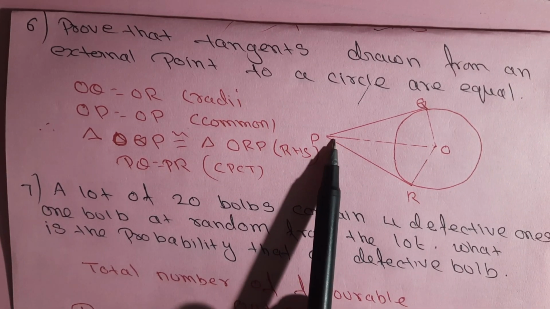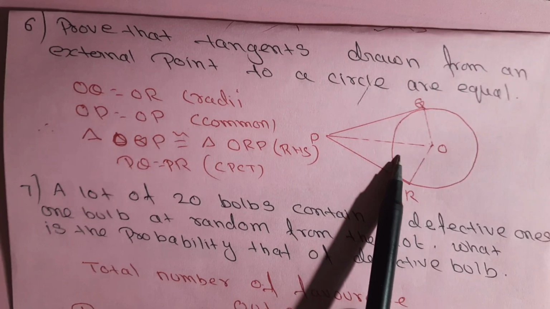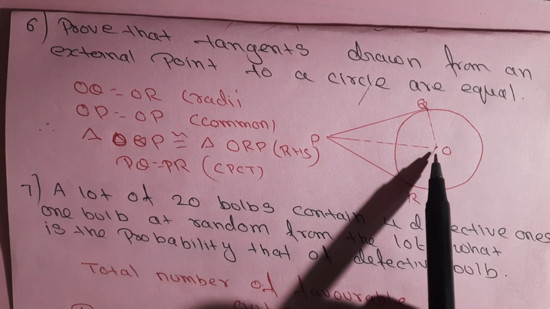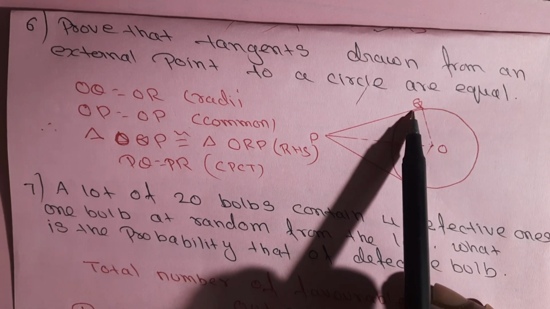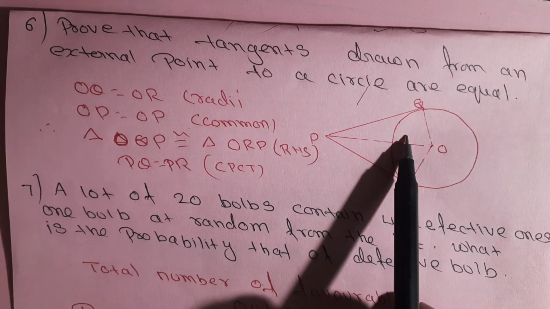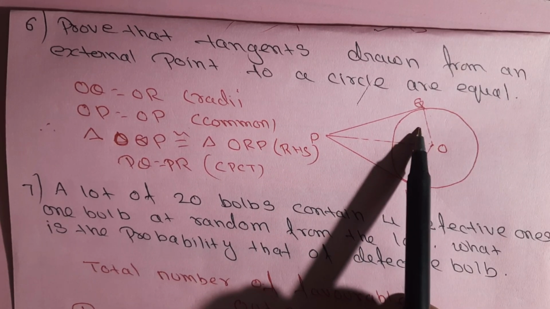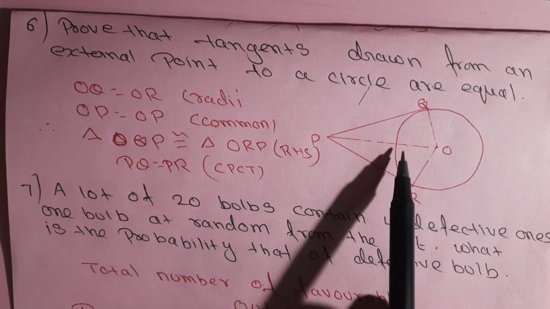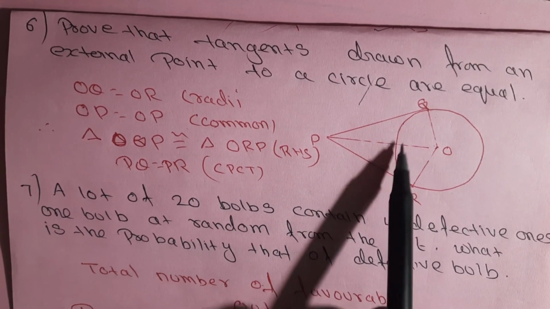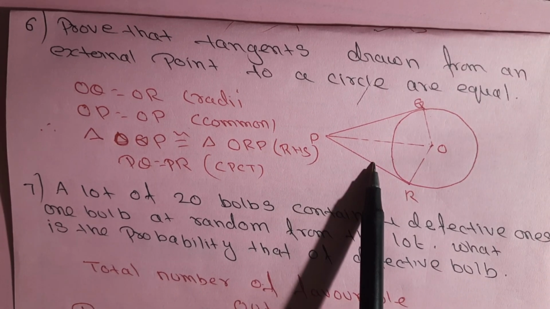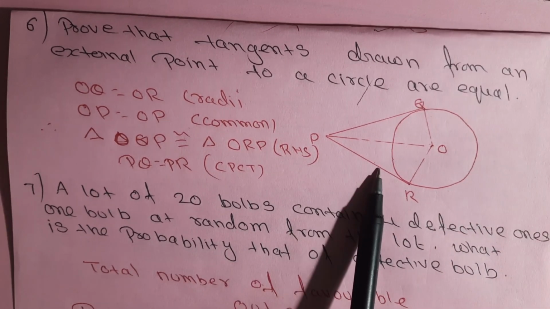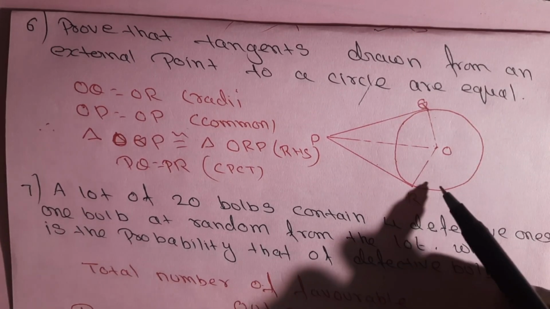Now we know that OP is common to both, and also we know that in this triangle, the radius and the tangent meet at 90 degree. So this is 90 degree. Obviously this is a right angle triangle. In a right angle triangle there is RHS. So through RHS we can prove that this is congruent to this. So if these two are congruent, automatically the remaining sides will be equal, that is CPCT. So PQ is equal to PR because these two triangles are congruent.